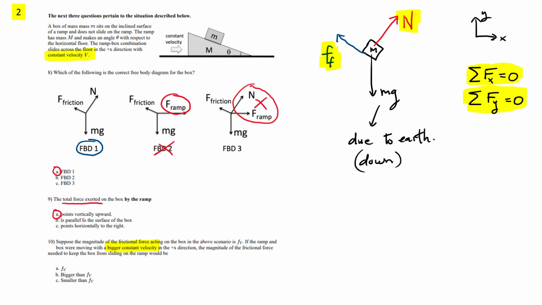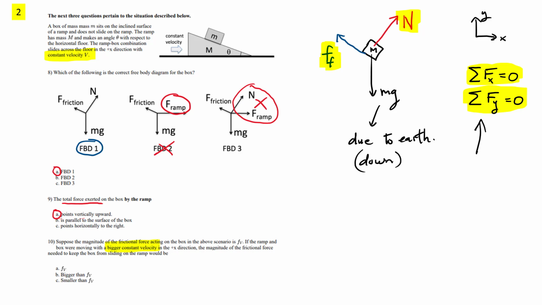Well, again, it comes back to this case right here. As long as the velocity is constant, okay, the sum of the forces must be equal to 0. Okay? It means that the normal force is still going to be like this.